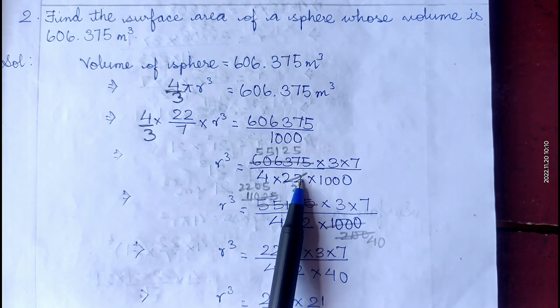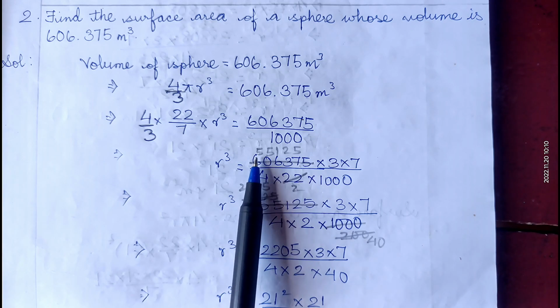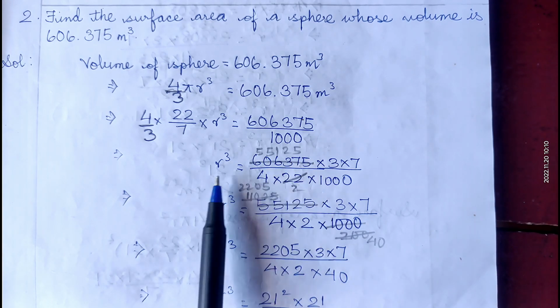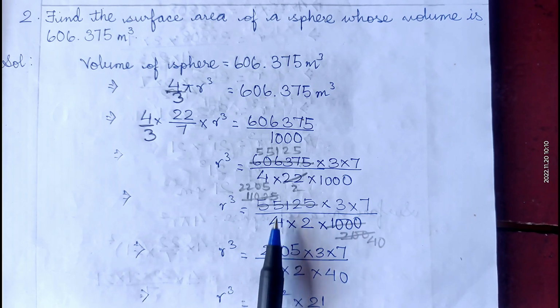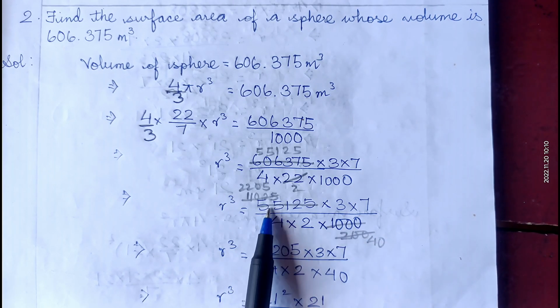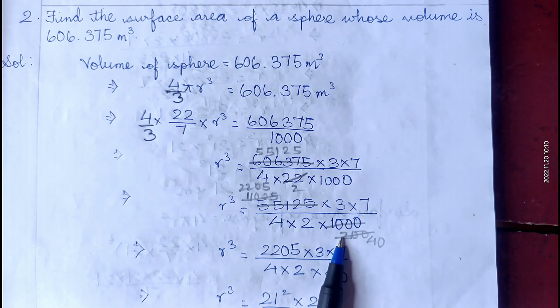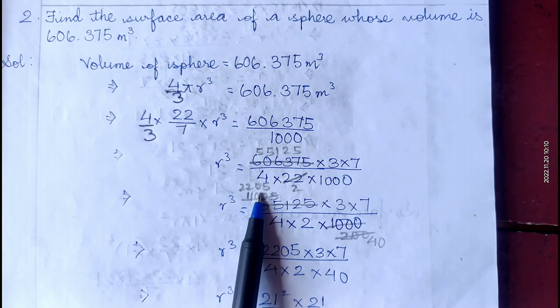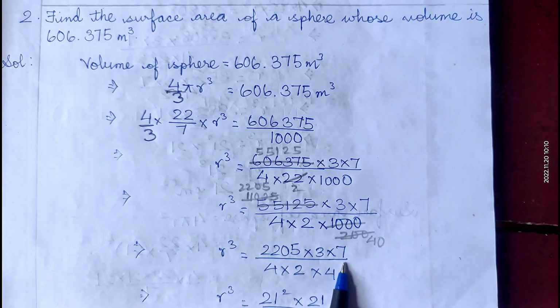If we cancel these 2 by 11, 11 2s are 22, and if you cancel this one by 11, it will be 55125. So r cube will be 55125 into 3 into 7 divided by 4 into 2 into 1000. Now cancel 1000 by 5, it will give 200. Cancel this number by 5, it will give 11025. Again cancel by 5, it will give 40 and this will give 2205. So r cube will be 2205 into 3 into 7 divided by 4 into 2 into 40.